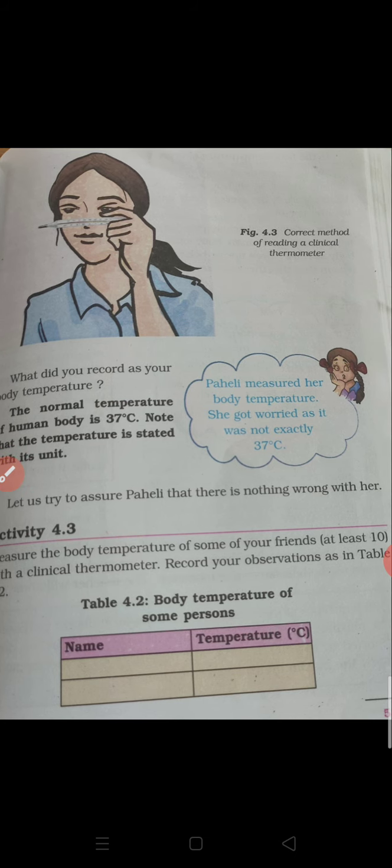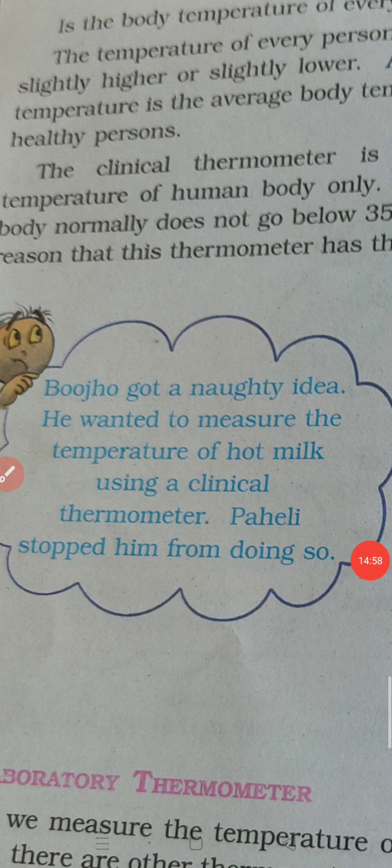Now you're not able to measure the temperature of your friends. What you can do, measure the body temperature of all family members of you and record your observation in this table. Make a table like this and record your observation. Measure temperature of each and every person of your family and record their temperature here. But with the clinical thermometer, you have to measure the temperature of human body only, because clinical thermometer is designed to measure the temperature of human body only.